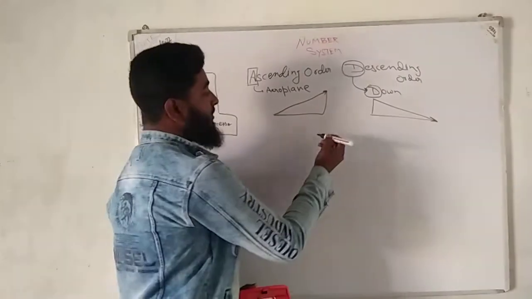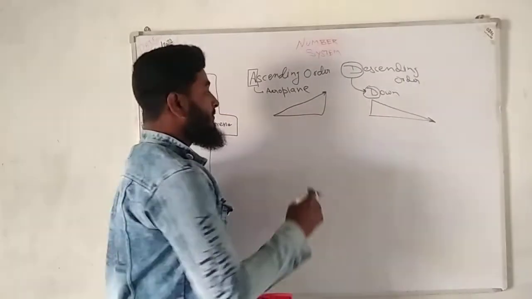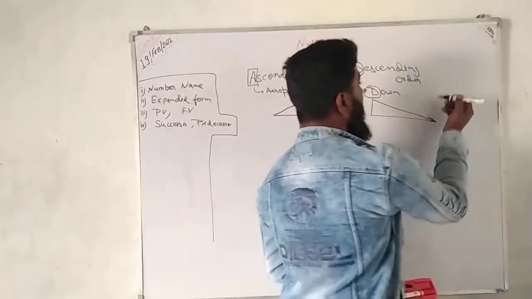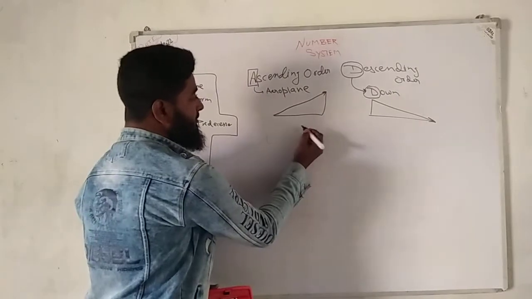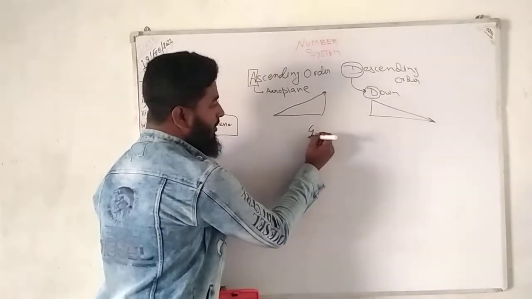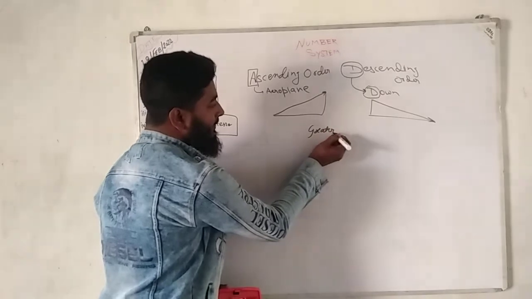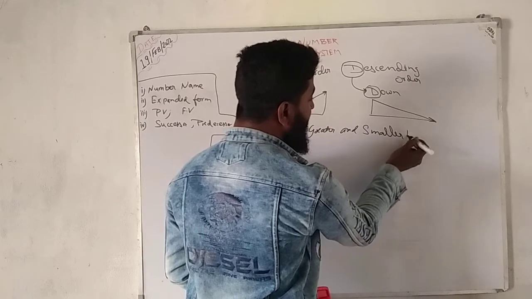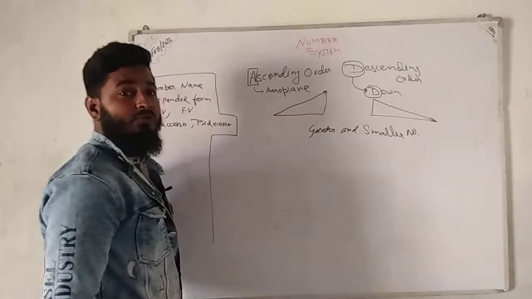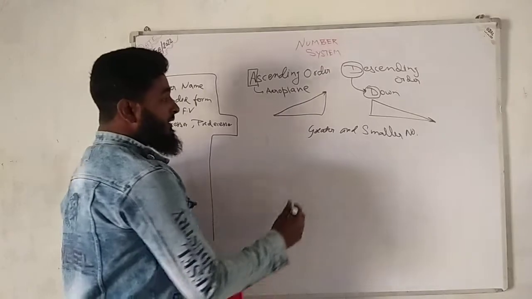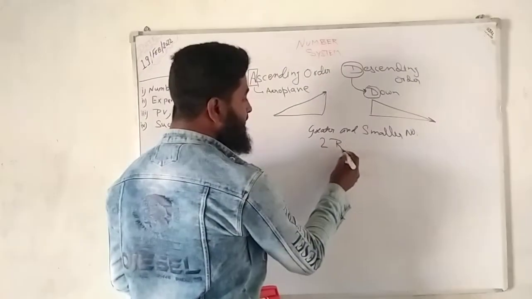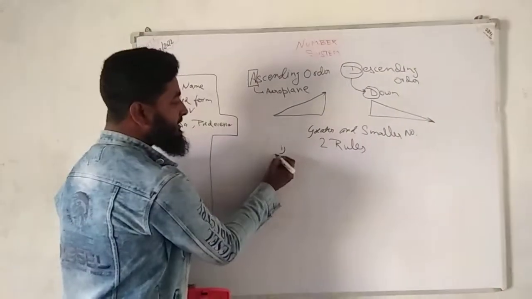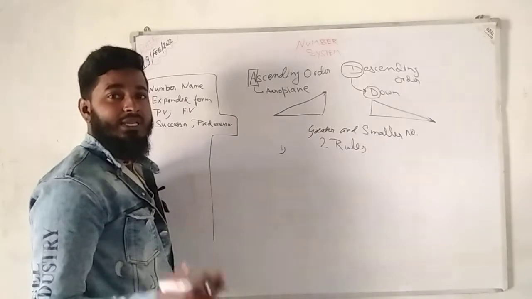Now what's the logic behind arranging numbers? We have to remember these two steps. It is quite an ultra important step. Now the thing is, how to find the greater and smaller number? There are two rules. The first rule is this: greater the number of digits, greater will be the number.